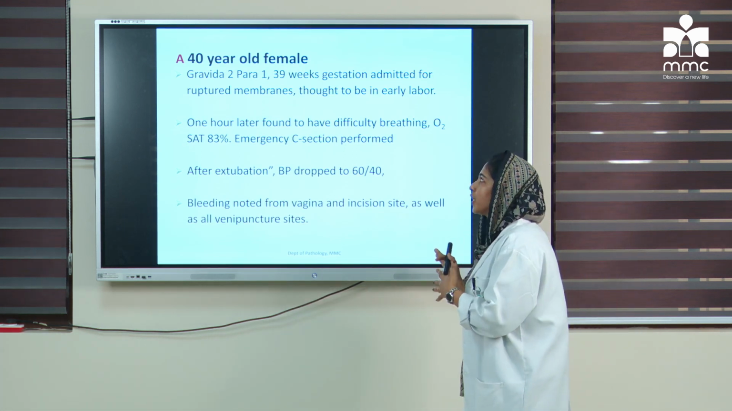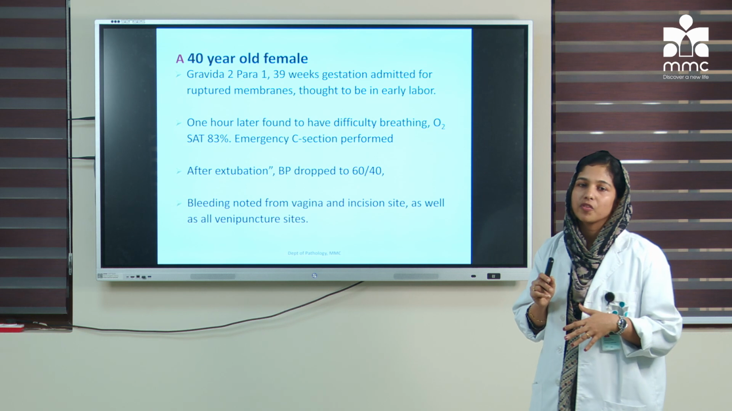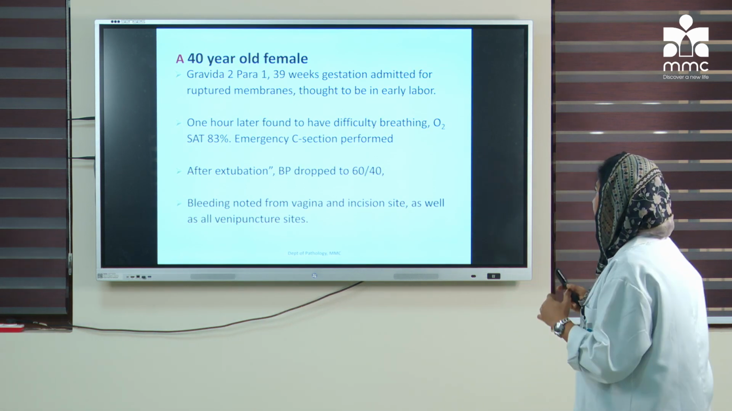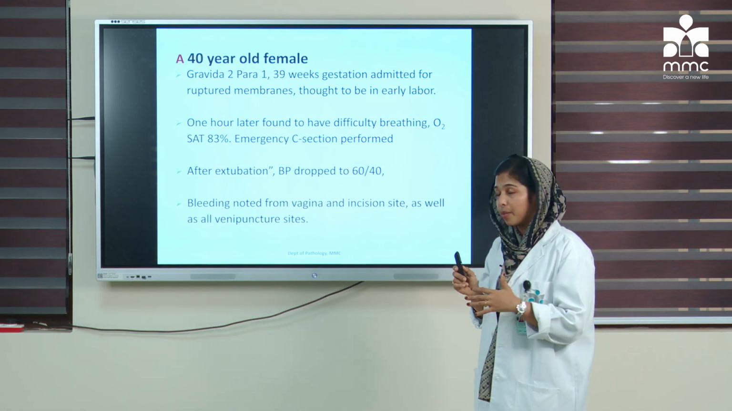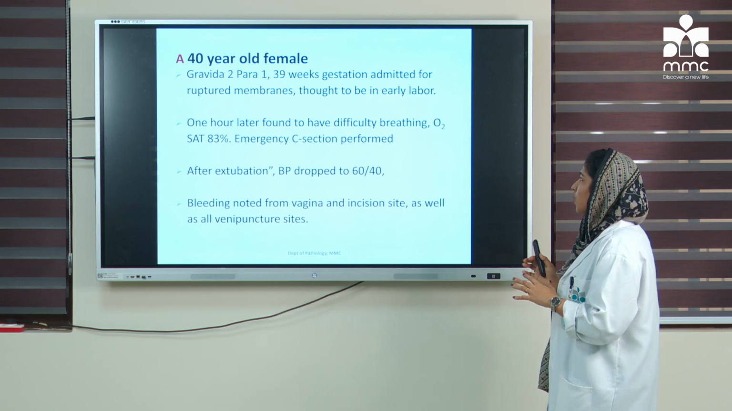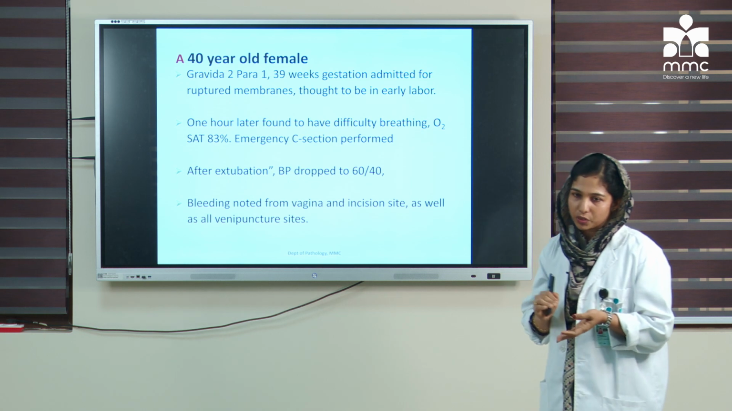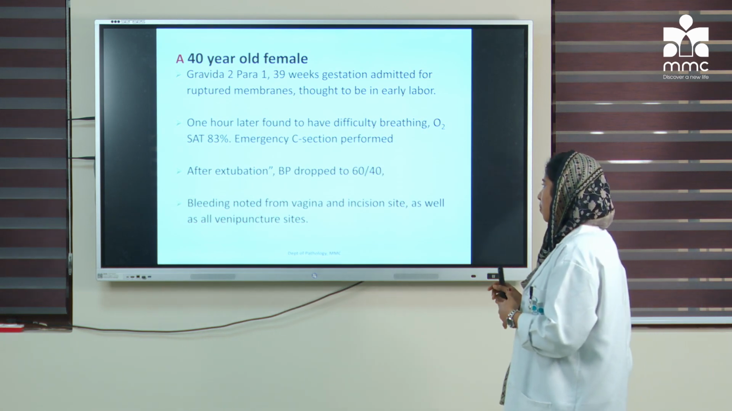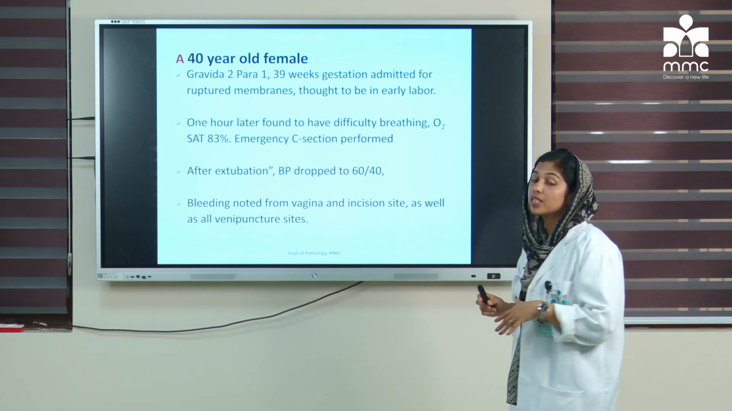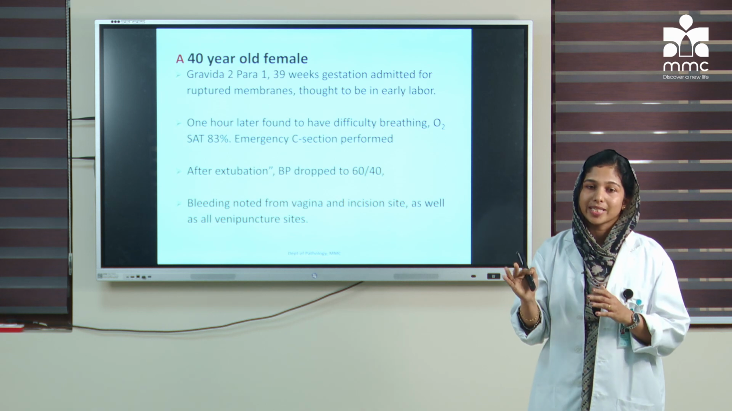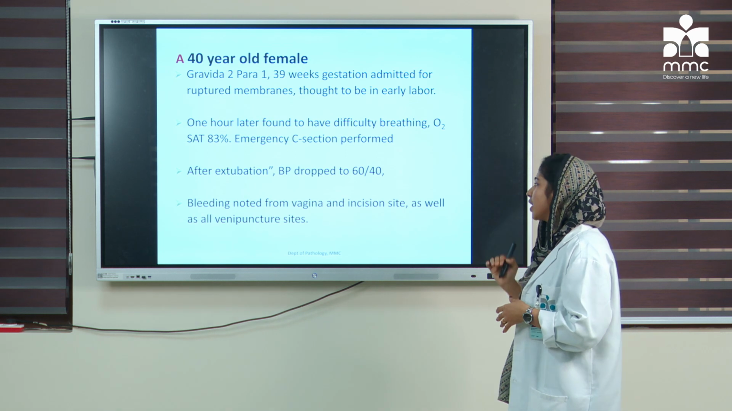Here she is a 40-year-old female G2P1, that is gravida 2 para 1, at 39 weeks of gestation. Now, what is her complaint? She is admitted for ruptured membranes and thought to be in early labor. One hour later, what happened? There is saturation fall, hypotension and an emergency cesarean section was performed. After extubation BP dropped to 60/40 and there is also bleeding from multiple sites like the vagina, the C-section incision site, as well as the venipuncture sites.